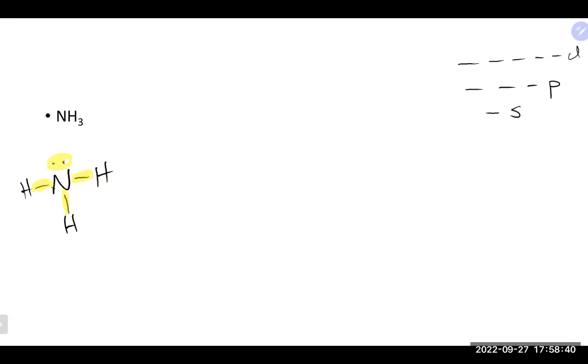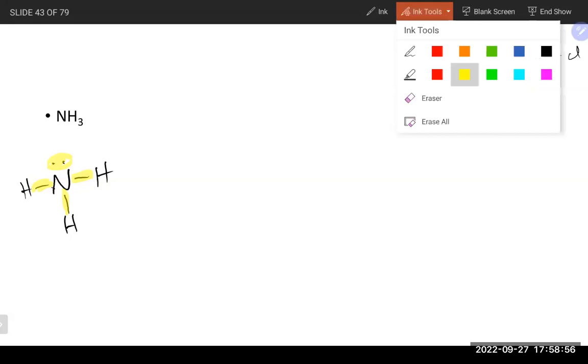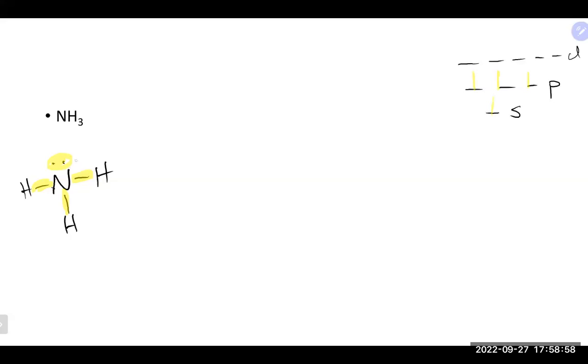Doesn't matter if they're dots, doesn't matter if they're lines. And again, if they are double bonded or triple bonded, they still count as 1 electron pair. So if I wanted the hybridization here, I got 1, 2, 3, and 4. The hybridization here for our nitrogen is sp3 hybridization, because it has 4 electron pairs around it. It goes with the tetrahedral geometry.